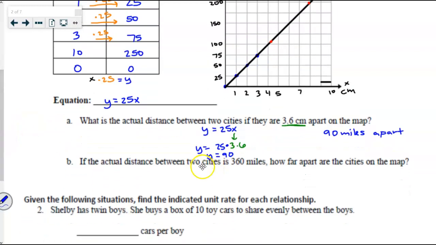B, y is equal to 25x. Again, using that equation, y equals 25x. The actual distance between two cities is 360 miles. How far apart are the cities on the map? How am I going to use the equation to answer this question?